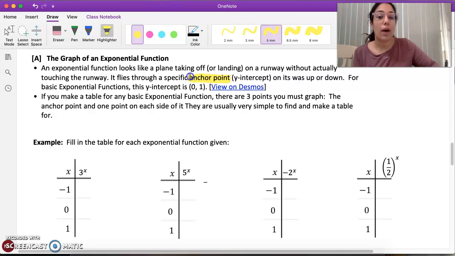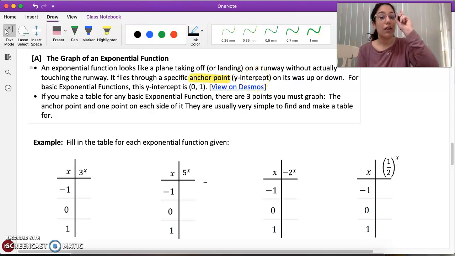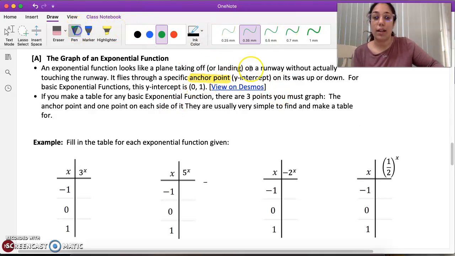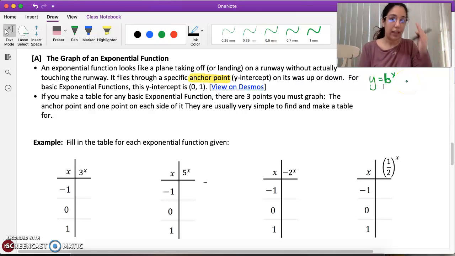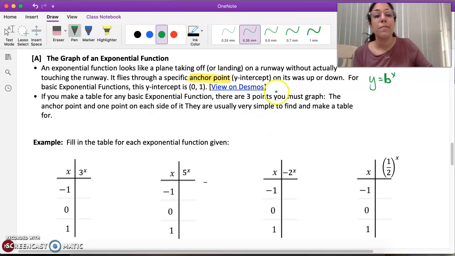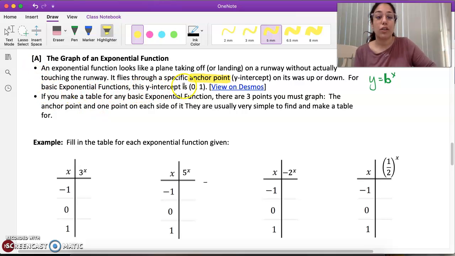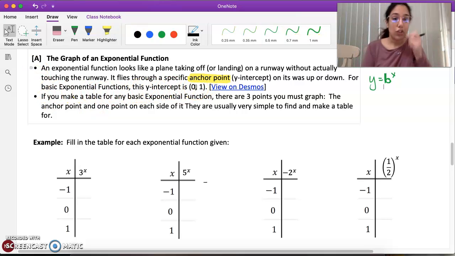Which is not always the y-intercept, but it is the y-intercept of the basic exponential function, which is just y equals b to the x. b for basic. It's really b for base, but b for basic exponential functions, y equals b to the x. And then for the basic exponential functions, the y-intercept is (0, 1). So again, the anchor point is (0, 1) for basic exponential functions. The anchor point changes as we do transformations, and we're going to talk about that later on.